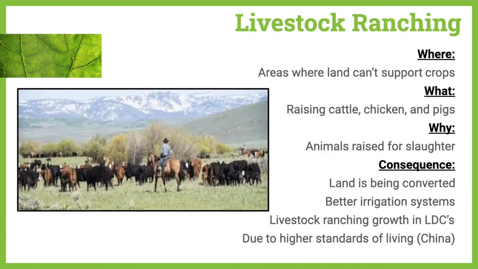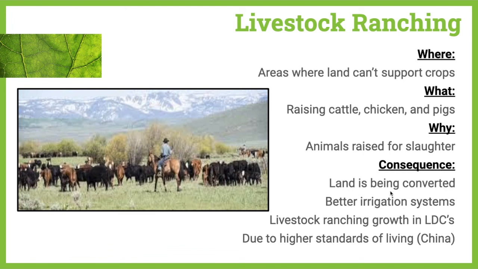Finally, livestock ranching. Livestock ranching usually occurs in areas where the land simply can't support crops, right? It is non-arable, or sometimes it's too arid, it's too dry, but simply it's non-arable. It's not very farmable or fertile land. So we see a lot of cattle and chicken and pigs, things like that, animals that are raised for slaughter. And there's many different consequences of this.